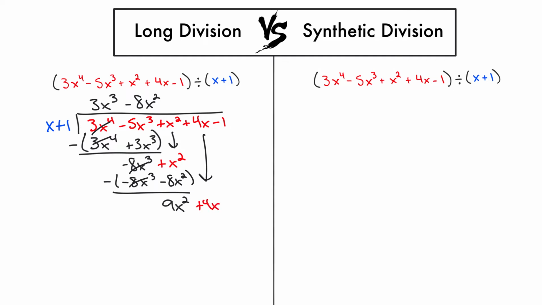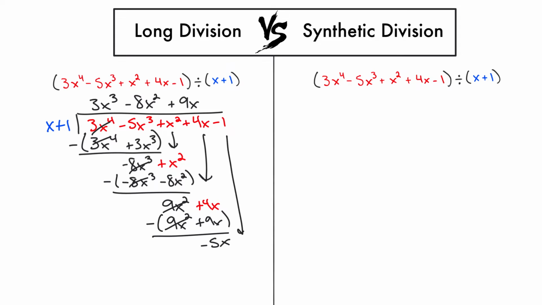I repeat the process again. I ask myself what I need to multiply x by in order to turn it into a 9x squared. The answer is a positive 9x. 9x times x is 9x squared. 9x times positive 1 is positive 9x. Take that quantity, subtract it. These terms eliminate, as they always should. And then I have a 4x minus 9x, which is negative 5x.